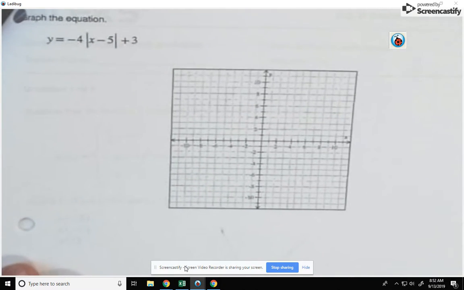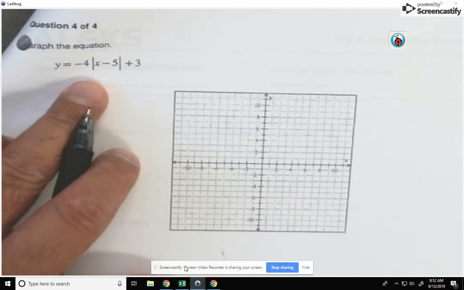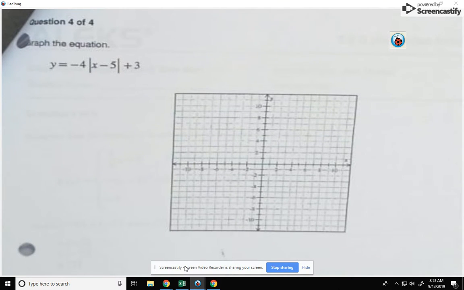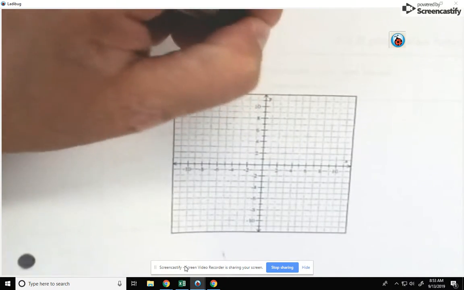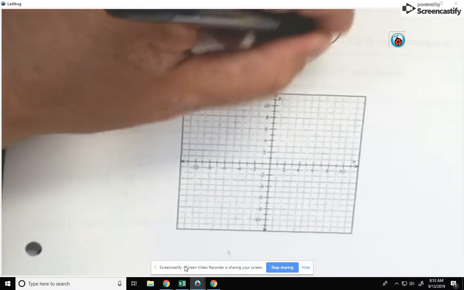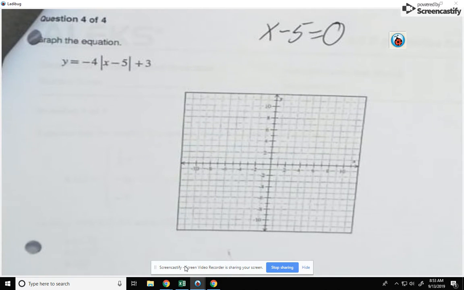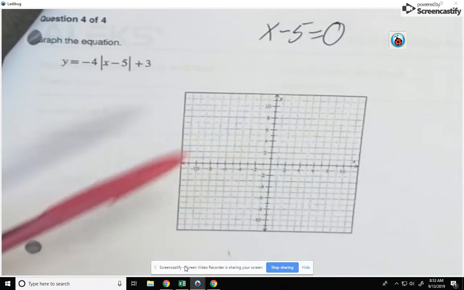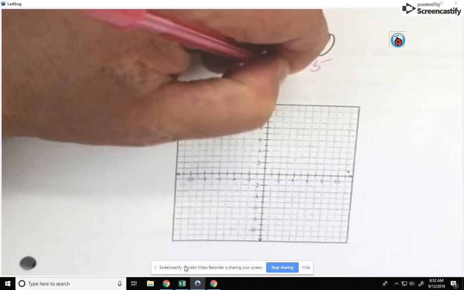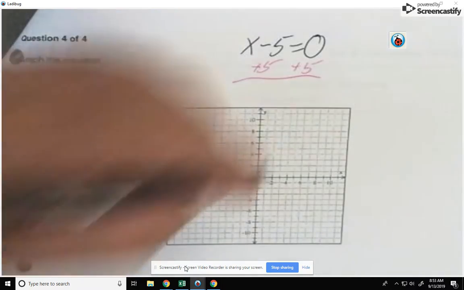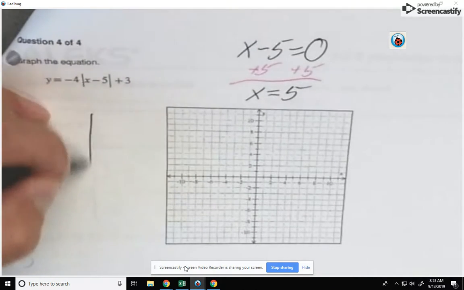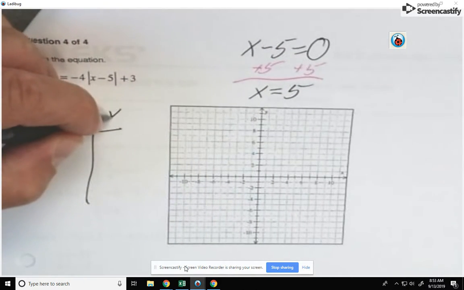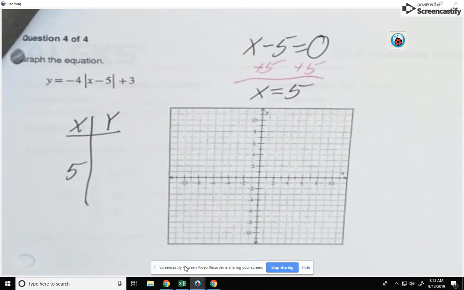The final question is a bit different. Notice that this time we have something other than just X inside of our absolute value symbol. When that happens, you take whatever's inside of your absolute value symbol and you set it equal to 0. And when you solve it, it'll tell you what your center X should be. So here we have X minus 5 equals 0. So we know we would add 5 to both sides. And doing so, we would get X equals 5. Therefore, our center X would be at 5.